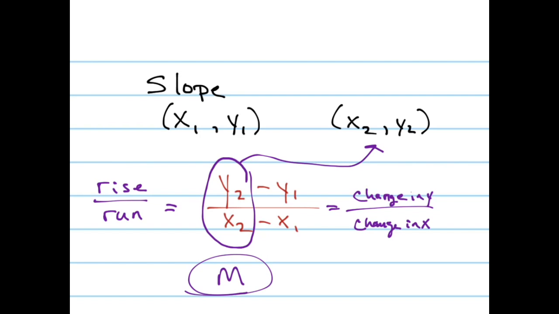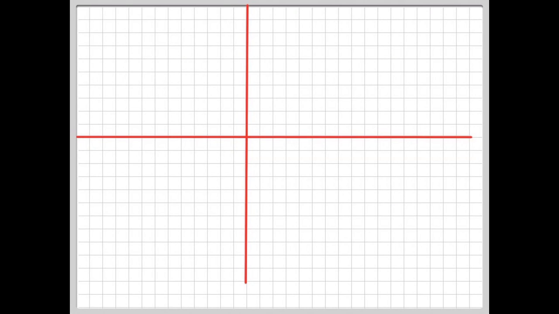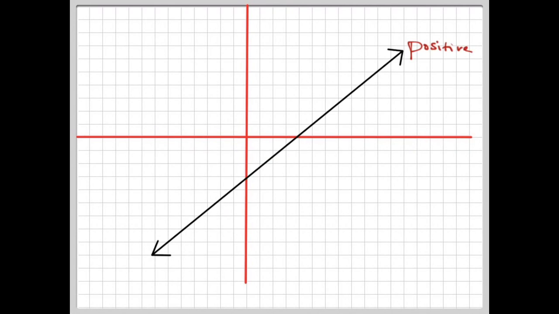Now there are 4 different types of slope that you can have on your graph. You can have a positive slope, which rises when you go from left to right. That is a positive slope. You can have a negative slope, that falls as you go from left to right.